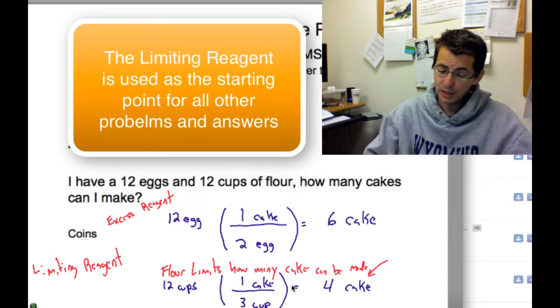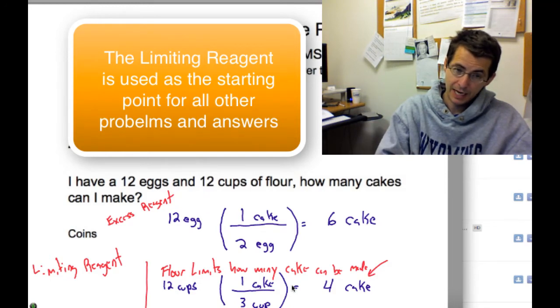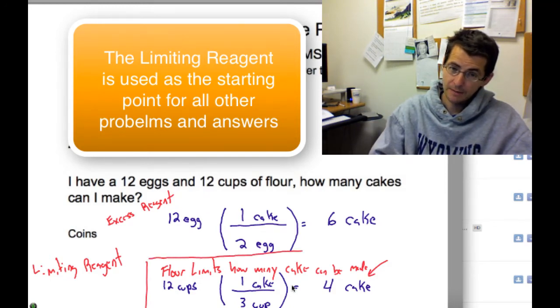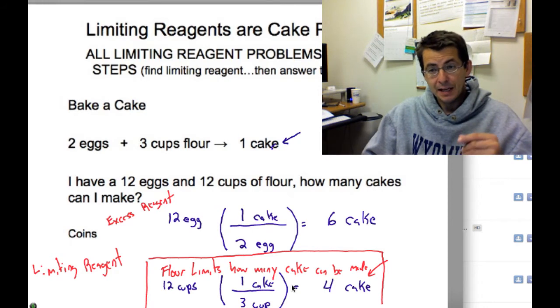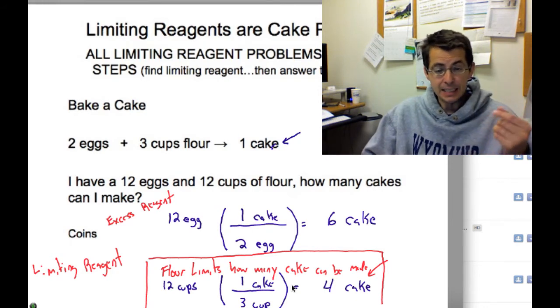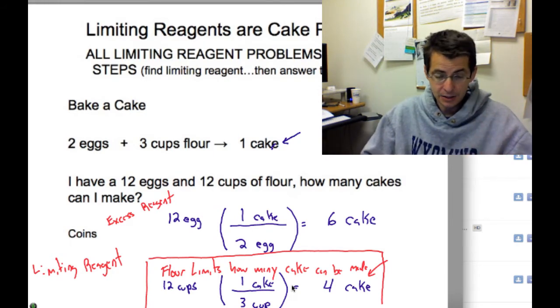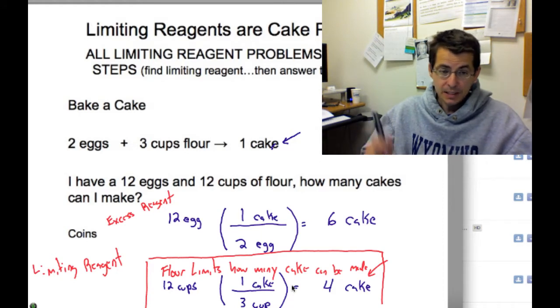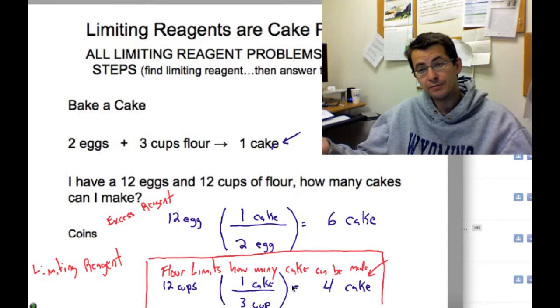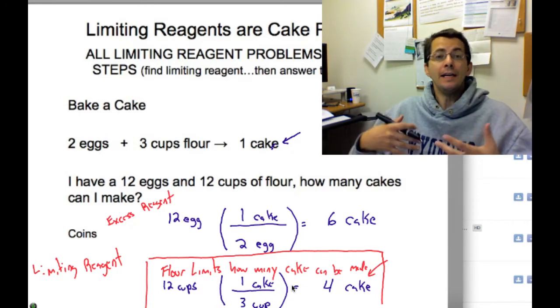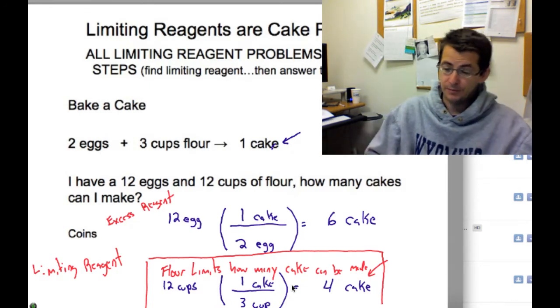But to answer the question, in this case, we answer the question during the solution of the problem, during the determination of the limiting reagent. But finding the limiting reagent is not always the answer. This same question could have been asked: if I mix 12 eggs and 12 cups of flour, what and how much is going to be left over?